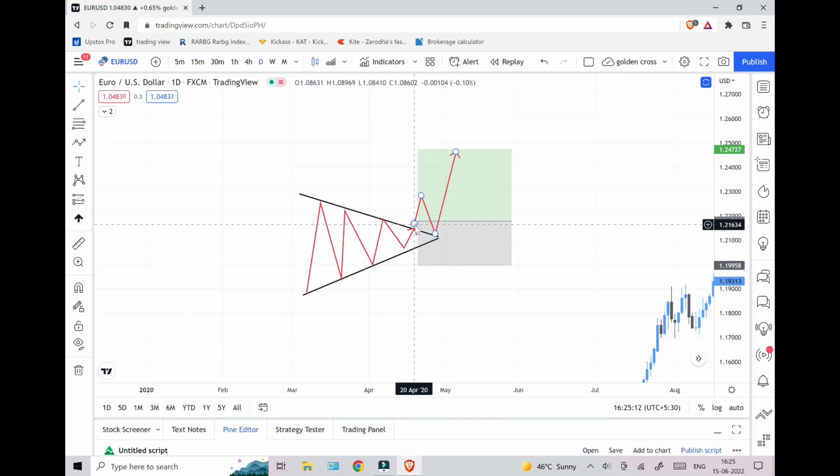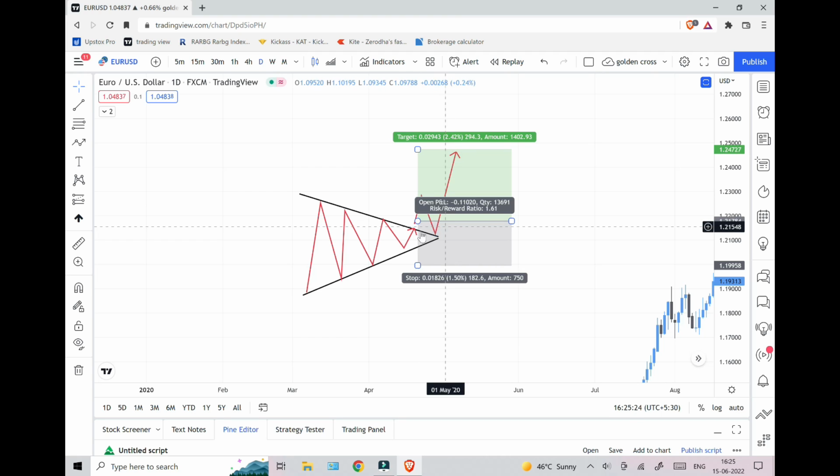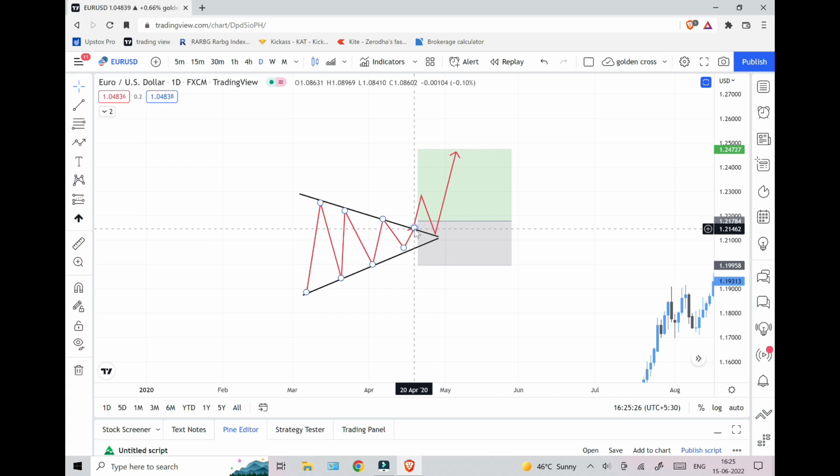However, there are two entries in this pattern, one at the break of the triangle and one at the retest. The retest is for the swing players and the breaking candle is for the intraday players. Okay, now let's see this on charts.